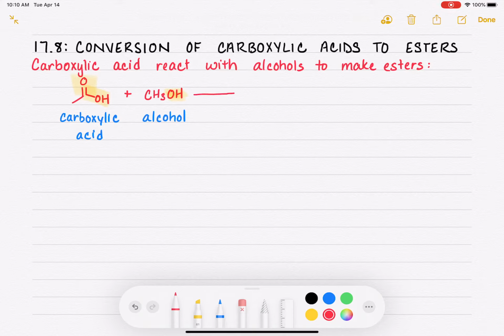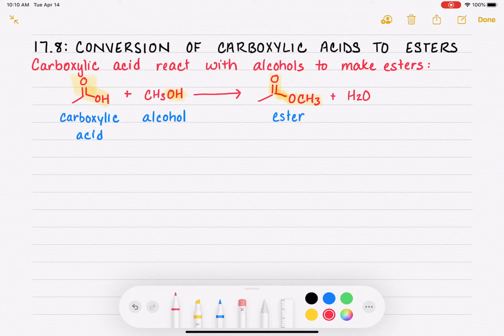And this reaction is going to need a catalyst, but I'll fill that in after we draw the product. So we make an ester, and if you remember, the characteristic of an ester is that it has a carbon-oxygen double bond with an oxygen that has a carbon chain hanging off the end of it, not an OH. So we make an ester, and then we also make water as a byproduct of this reaction. So ester right here.